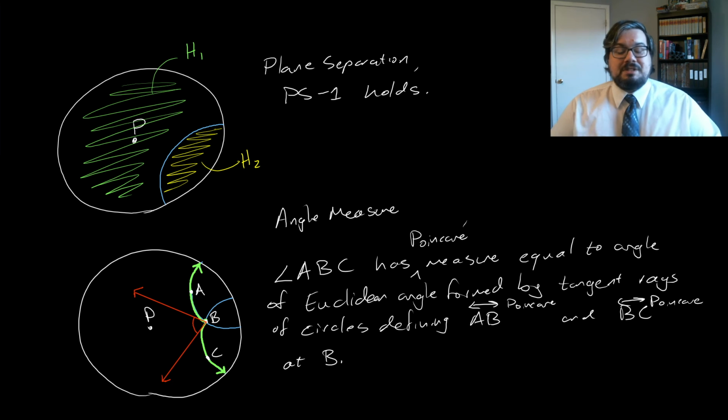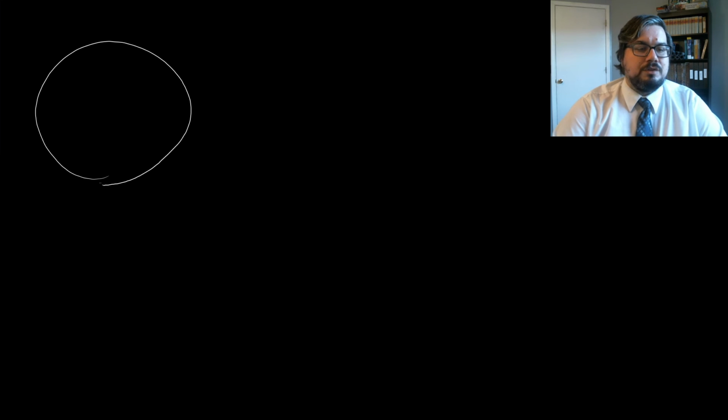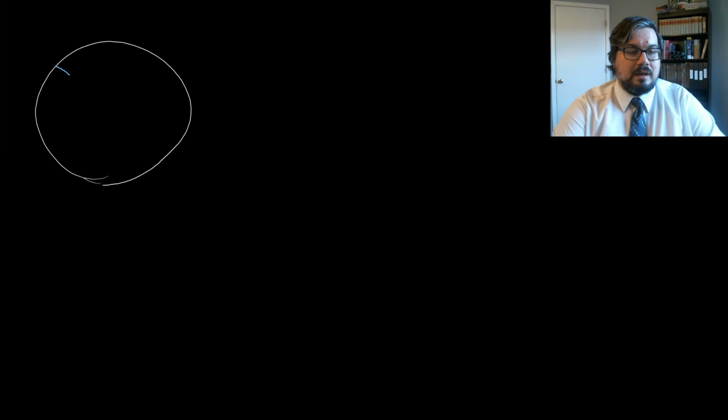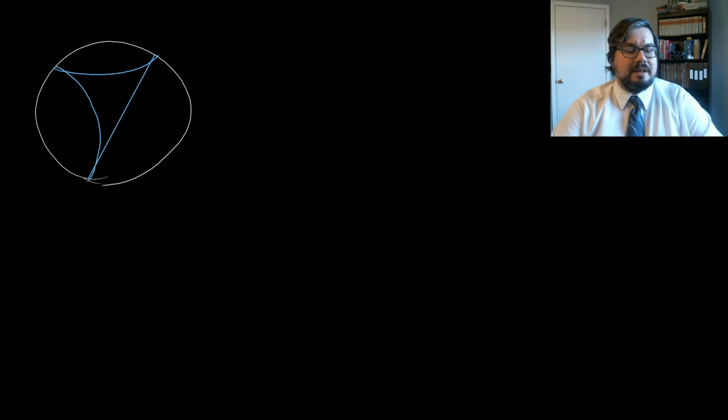There are lots of interesting things we can see here, and this is where we can really start seeing a lot of differences between the Poincaré model and the Euclidean model. So, for instance, we can draw some very extreme angles here. We can take some lines that intersect very, very close to the edge of the Poincaré model and get something like this.